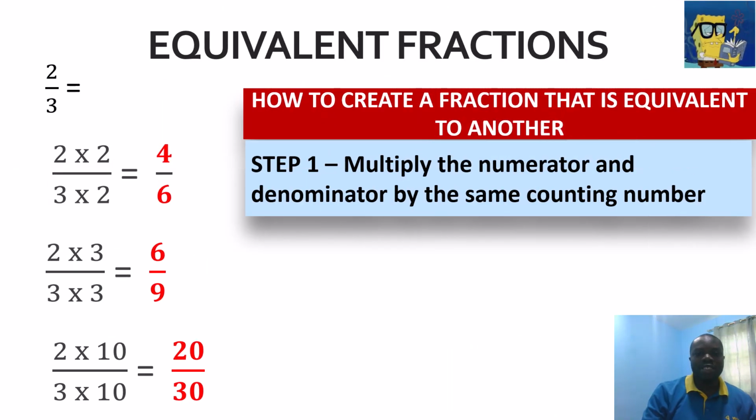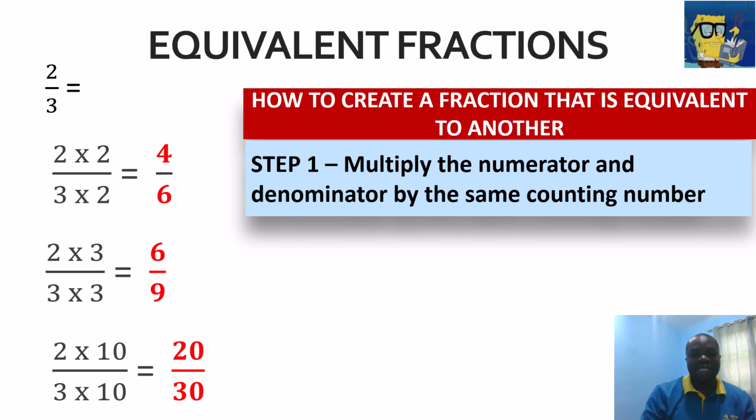Two fractions can be made equal to each other. And how do we do that? To create an equivalent fraction to another, the step is just one. You're going to multiply the numerator and denominator by the same counting number.